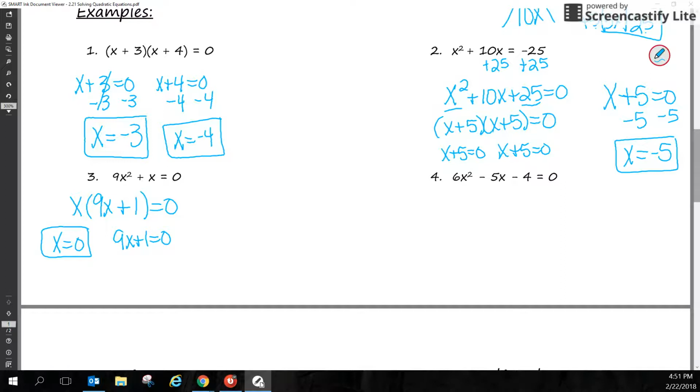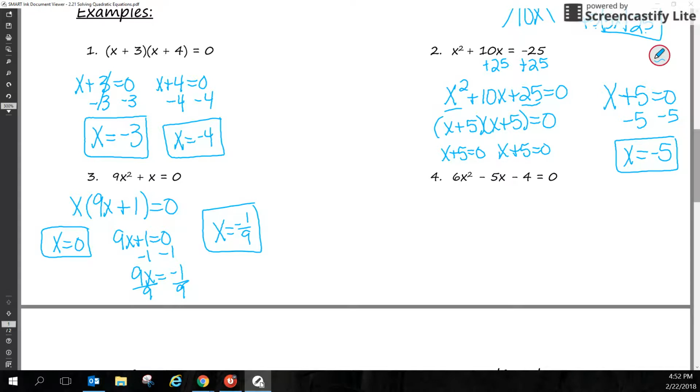My second solution, this is a two-step linear equation. So the first thing I need to do is get rid of that positive 1. I'm going to subtract 1 off. I've got 9x is equal to negative 1. And then I've got 9 times x, the opposite is division. I'm going to divide it off. So x is equal to negative 1/9. That's my second solution to that equation.